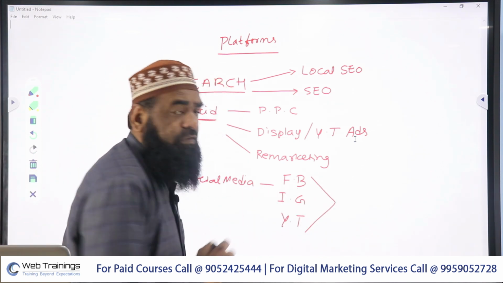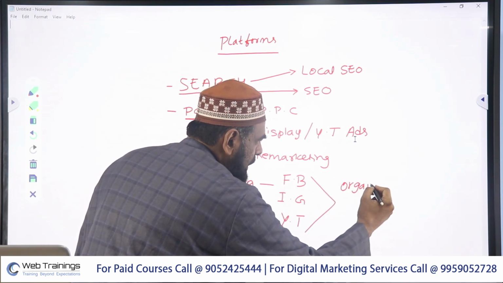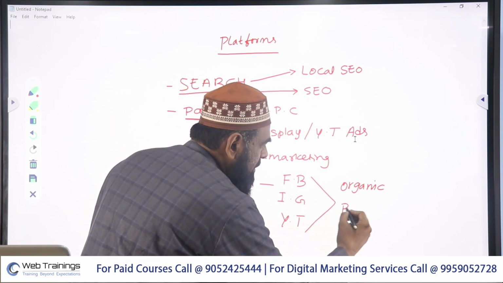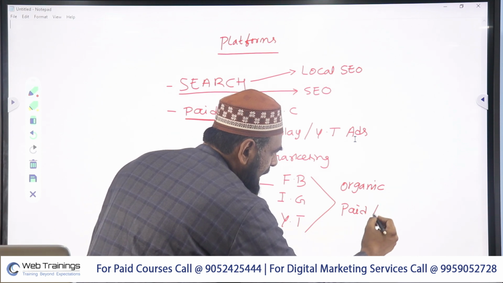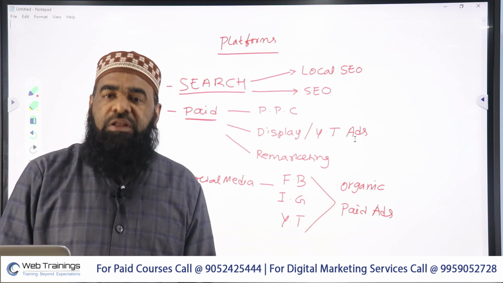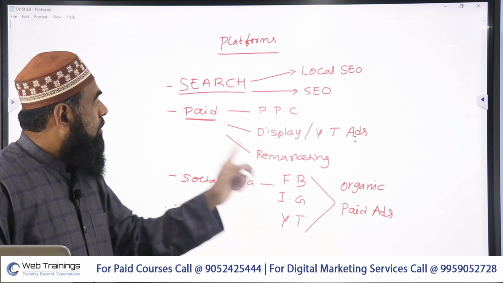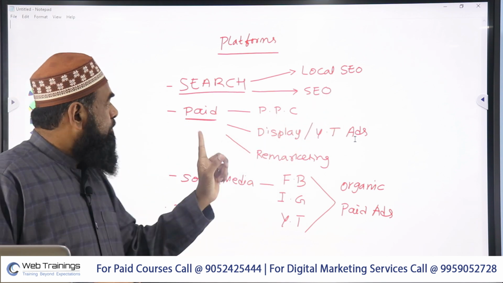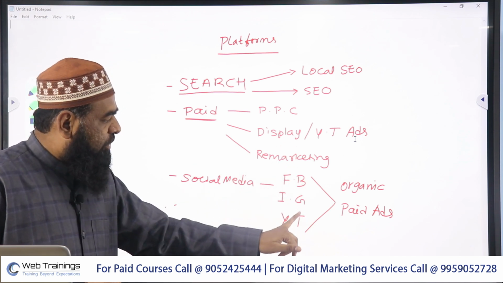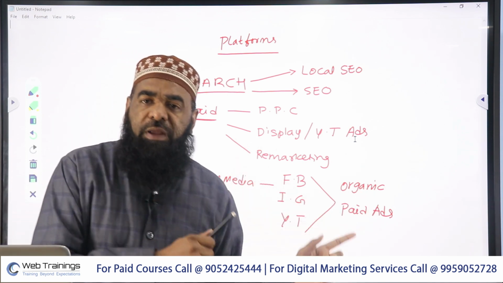Again, in this we will be focusing on two areas. Number 1 is organic posts: organically posting content, creating content and educating your audience. And the second option we would like to go with is paid ads, where we will be generating leads and working on the leads as well. So overall, in search we can go for local SEO and SEO, in paid advertising we will go for PPC, display, YouTube ads and remarketing, and in social media we can go for Facebook, Instagram and YouTube ads. And again, in this we can have both organic and paid options.